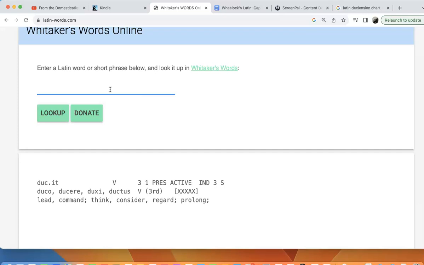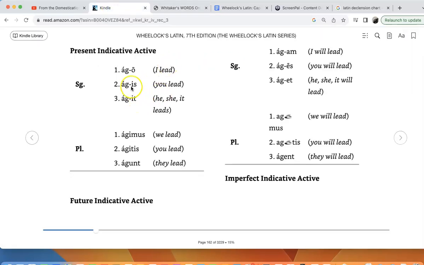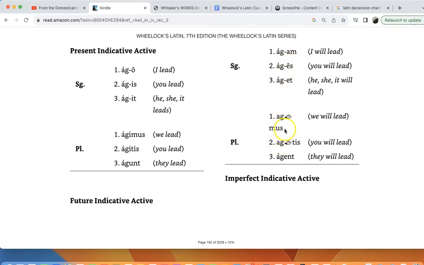So here you can see ducit, which is present active indicative third person singular. But if I change the spelling, you're going to see this now becomes the future tense. So sure enough, now we have future active indicative third person singular. So that change from the i to the e indicates a change from the present to the future tense. And you can see that this is also indicated here. Again, I've said several times I have a Kindle version, so it looks a little wonky or blurry.